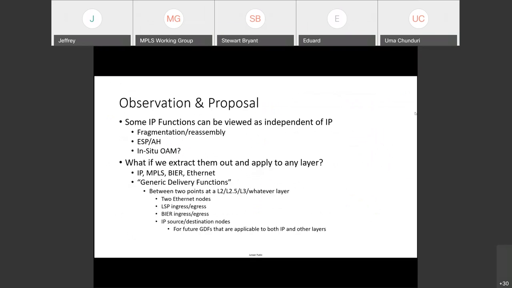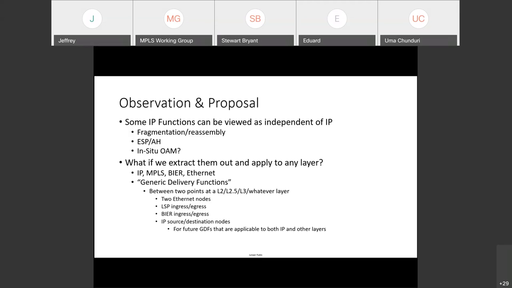Let me first give a background on this. It actually started for a different reason. We noticed that some IP functions can actually be viewed as independent of IP, examples like fragmentation and ESP, and later we also thought that IOAM is one of those things as well. So what if we extract those functions out and apply them to any layer, whether it's the IP layer, MPLS layer, BIER, or even Ethernet? That's the thought, and what we call generic delivery functions.